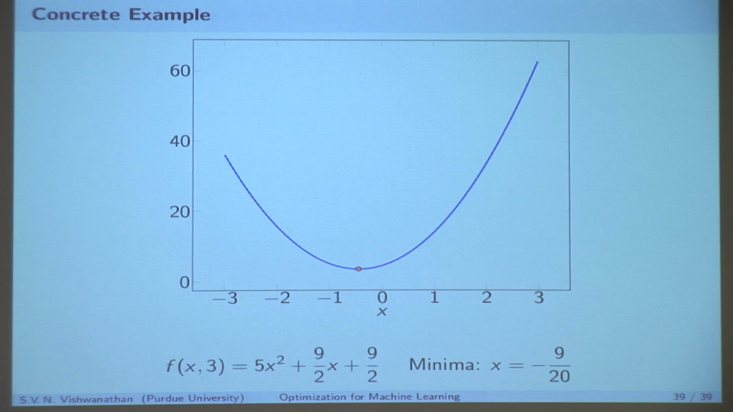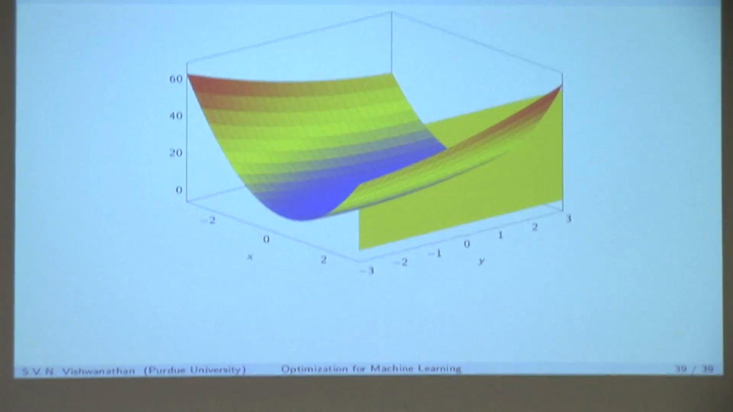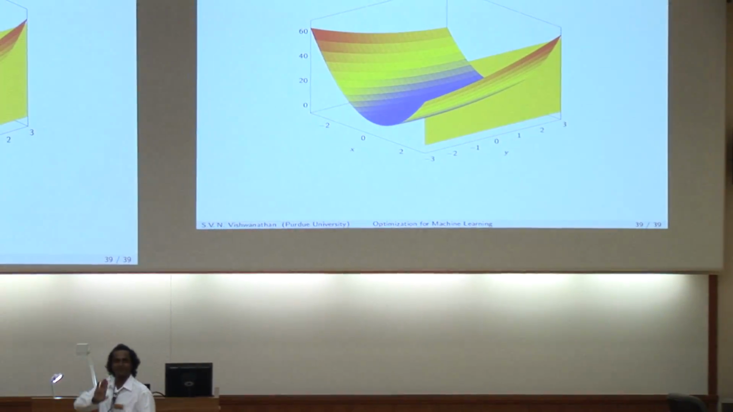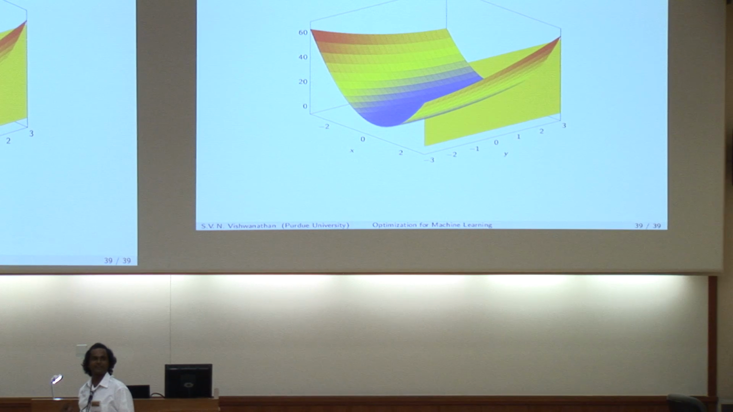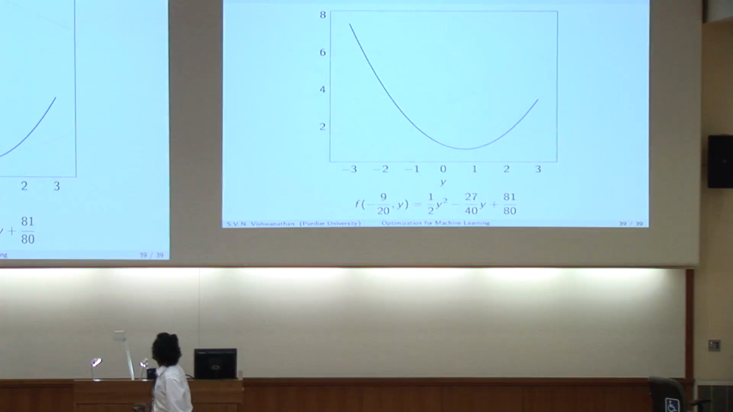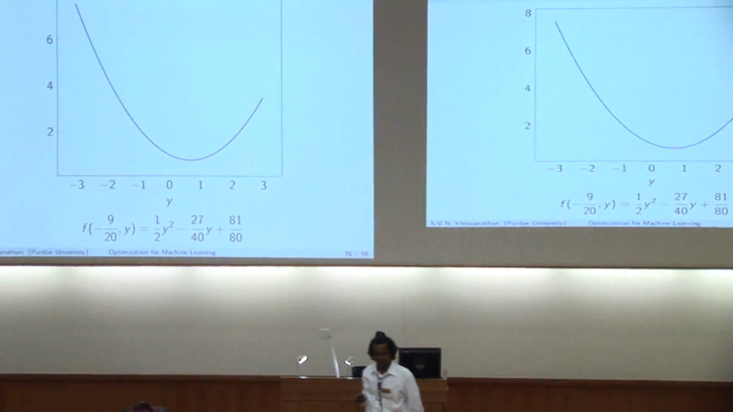Okay. So now what I'm going to do is I'm going to go back to my function, fix my x at -9/20, and slice the function again. Okay, now this is a bad visualization, but I'm just trying to show you that you're trying to slice the function at minus 9 by 20. Okay, so you slice the function, and what happens? You get another function, which of course also happens to be quadratic.